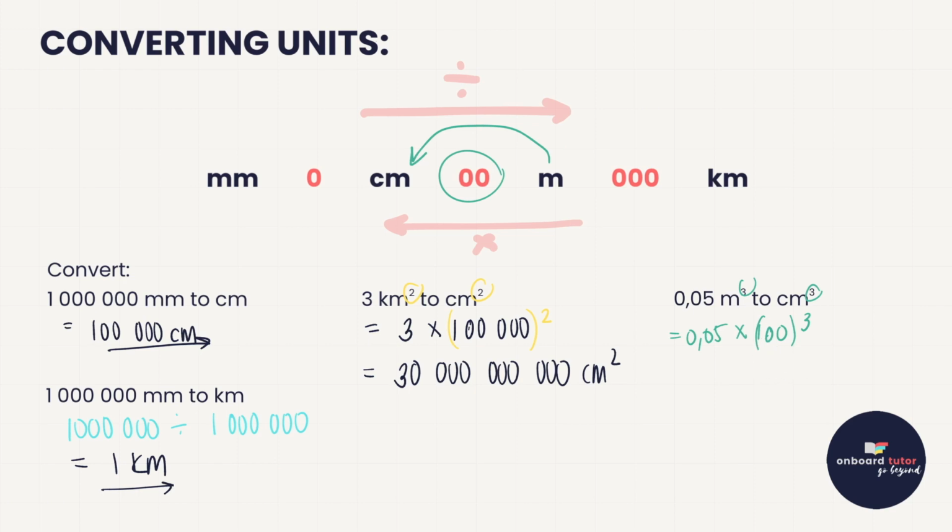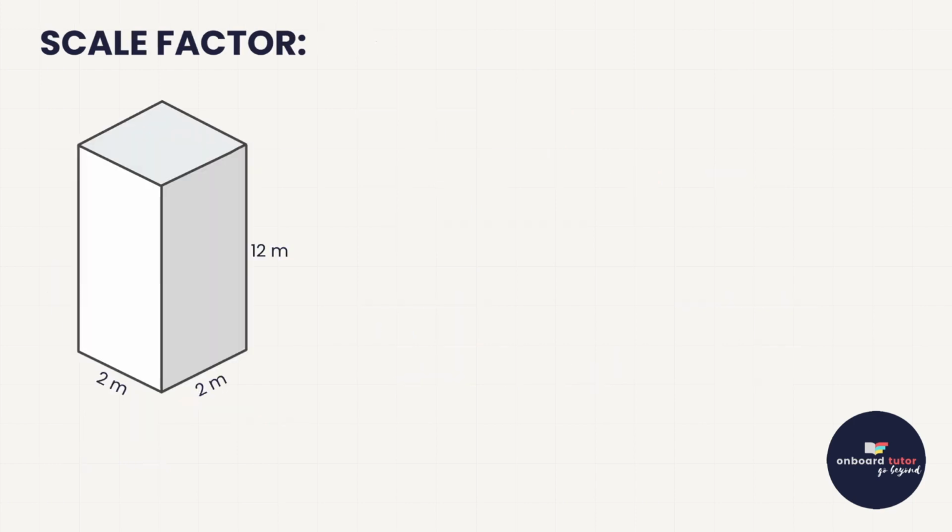Or if you want to think about hopping the comma, you would take it from where it is and you would hop 1, 2, 3, 4, 5, 6 places to get from meters to centimeters. And so that leaves us here at 50,000 centimeters cubed.